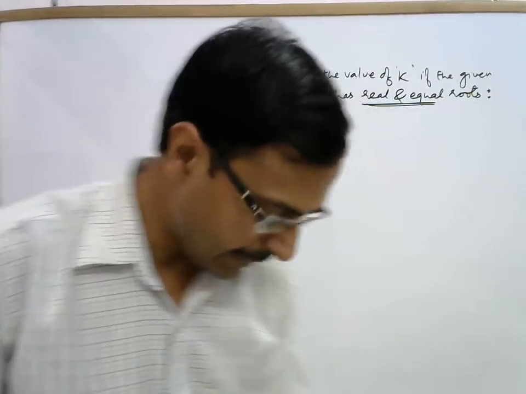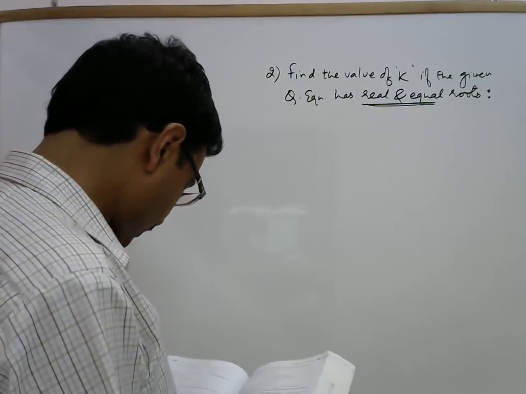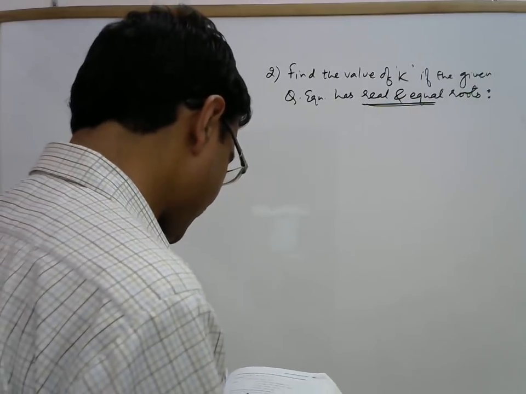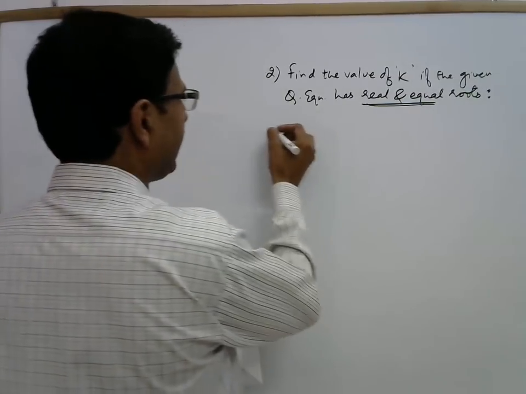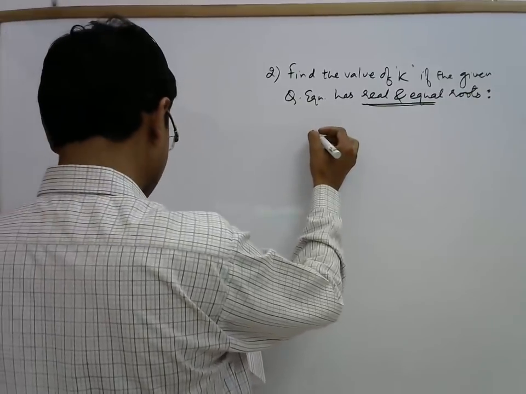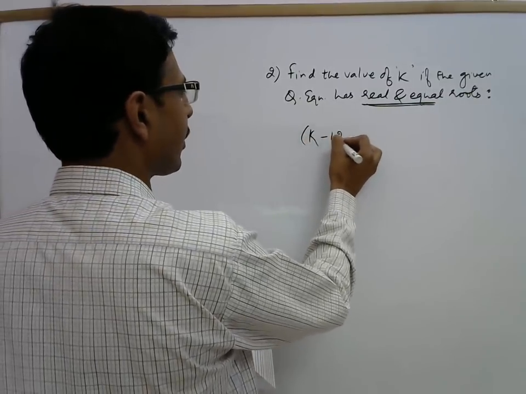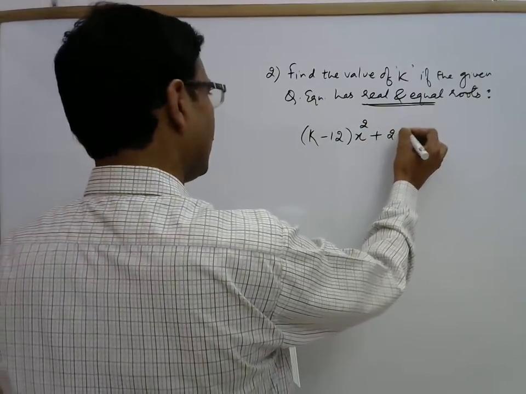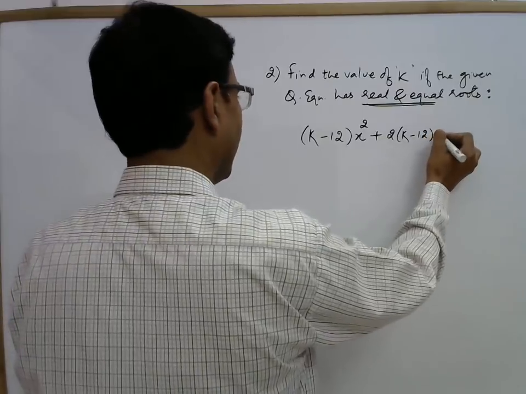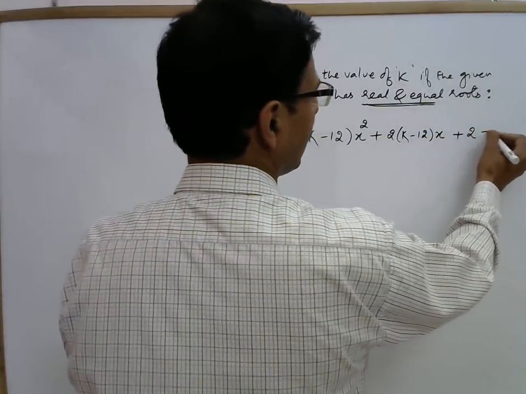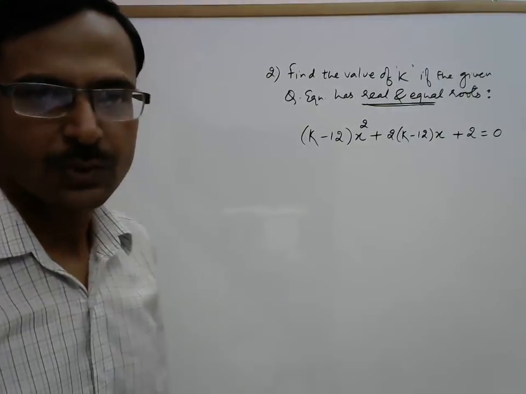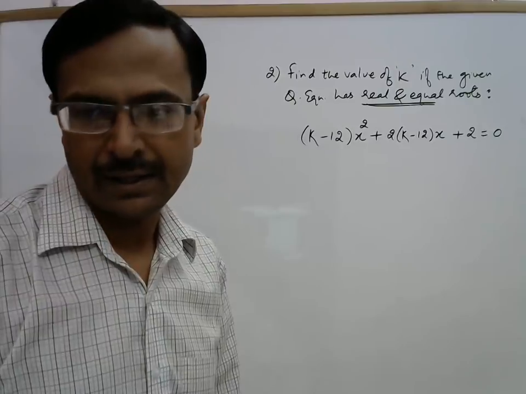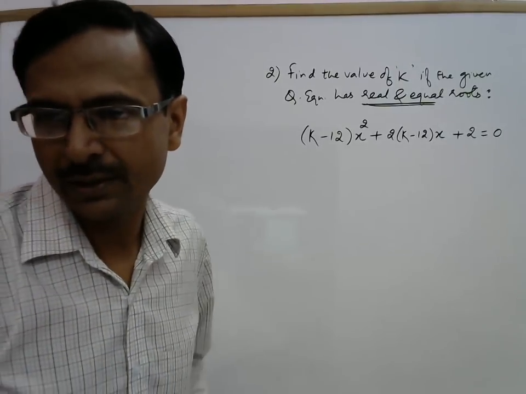So another question of this kind. Again, you have to find the value of k for which the given system of equations has real and equal roots. The equation given here is (k minus 12) x square plus 2(k minus 12) x plus 2 equal to 0. So students, I have changed the equation now. You need to tell me the value of k for which the given equation has real and equal roots. Please get on with this one.